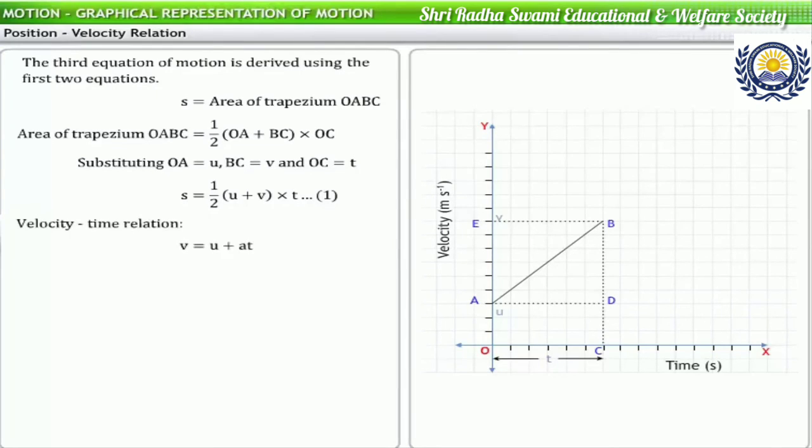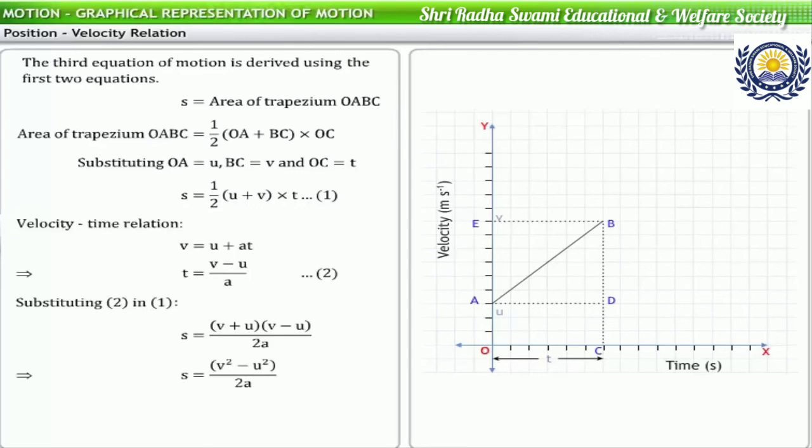Rearranging the velocity-time relation, we get t is equal to v minus u divided by a. Let's call this equation 2. Substituting equation 2 in 1, we get S is equal to v plus u multiplied by v minus u, whole divided by 2a. By simplifying this expression, we get the position-velocity relation, that is, 2as is equal to v square minus u square.